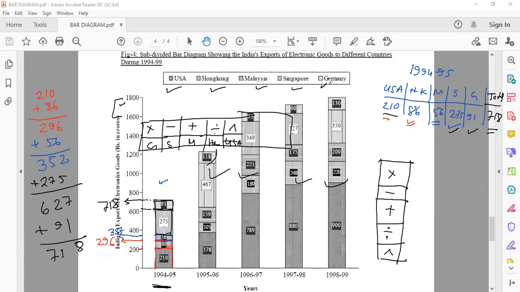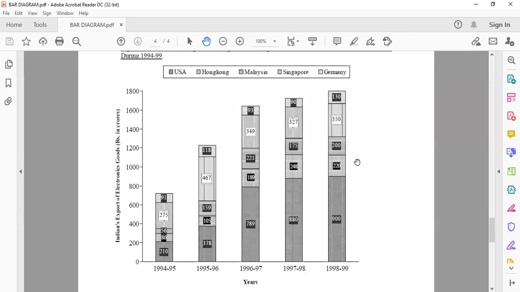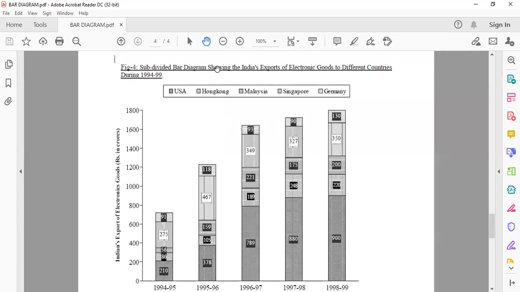Okay, so this is the pattern you can draw. And obviously, there should be a heading: Subdivided bar diagram showing India's export of electric goods to different countries during these years.